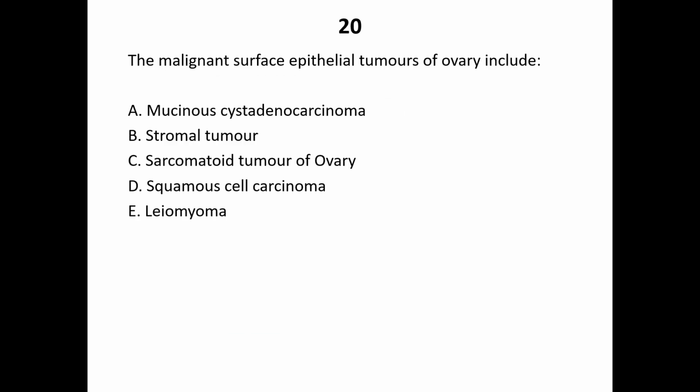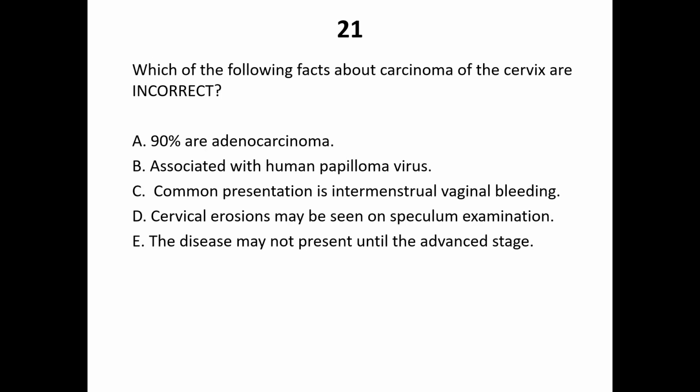The malignant surface epithelial tumors of ovary include which of these? Mucinous adenoma, stromal tumor, sarcomatoid tumor, squamous carcinoma. Which of the following facts about carcinoma of cervix are incorrect? 90% are adenocarcinoma associated with HPV. Common presentation is intermenstrual vaginal bleeding. Cervical erosions may be seen on speculum examination. Disease may not present until the advanced stage.